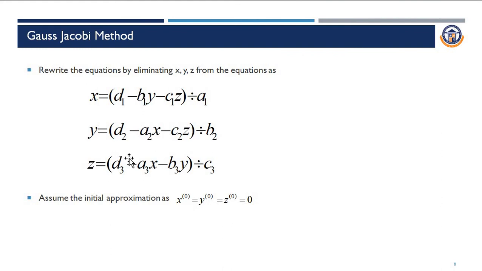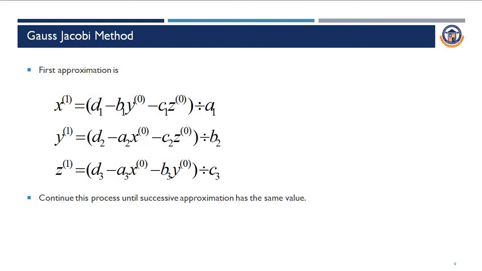Now this is nothing but rewriting the given equations by isolating x, y, z from the set of given equations. After rewriting everything, now I am going to do some initial approximation. That is, we are assuming initial approximation of x, initial approximation of y, and initial approximation of z as 0. Now with the help of this initial approximation, I have to go for the first approximation.